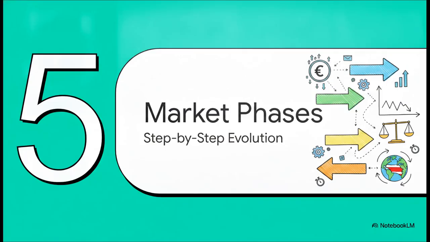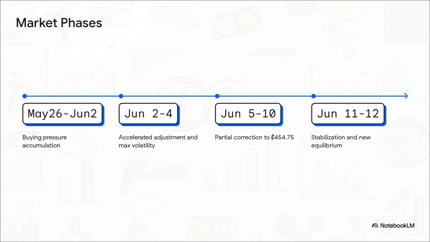Block 5. Chronological market phases. This is the step-by-step evolution of the market. Tracking the price discovery process chronologically. First, from May 26th to June 2nd, continuous buying pressure pushed the TCP up by 8.32 colones. Second, from June 2nd to June 4th, the market entered an accelerated adjustment phase with maximum volume and volatility.